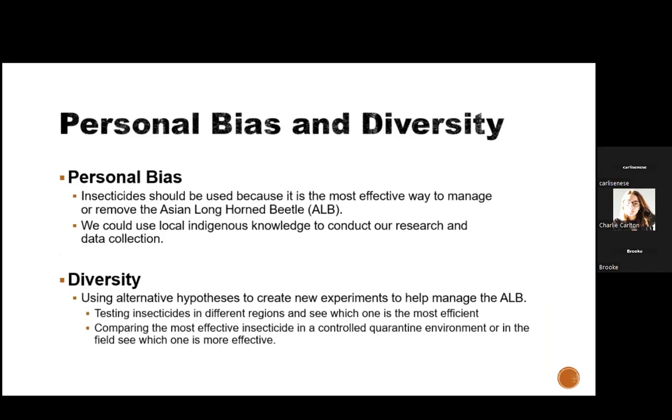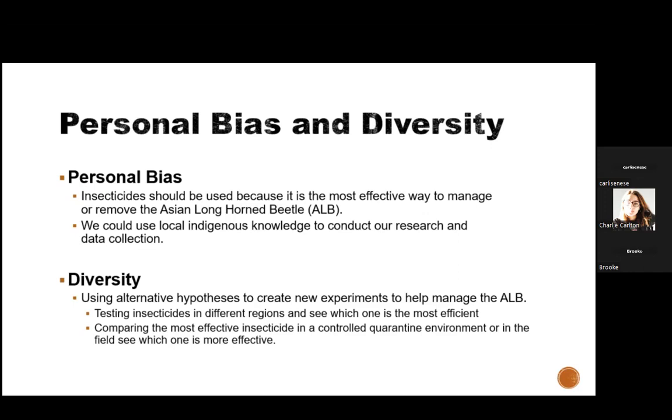And with these hypotheses and with our experiment, we have personal bias. So there's 2 types that we came up with. First one is insecticides should be used because it is the most effective way to manage or remove the Asian longhorn beetle. The second one is we could use local indigenous knowledge to conduct our research and data collection.